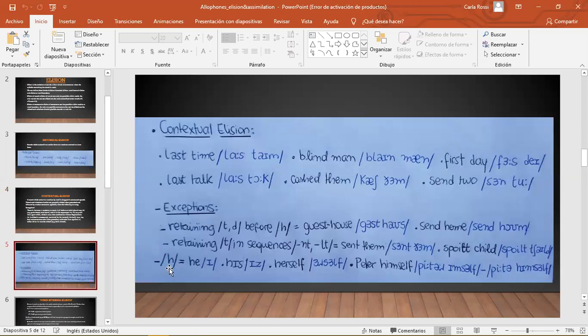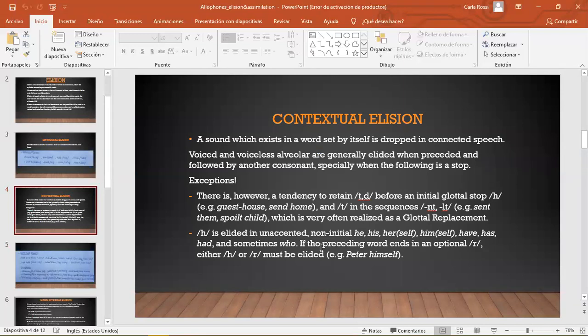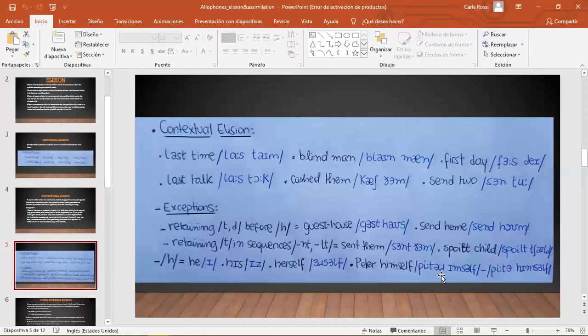The final glottal stop could be omitted, as in, instead of saying he, you can say e, only if this pronoun has no stress, is completely unaccented. The same for is, instead of his. The same for herself. And the final example says that if the preceding word ends in an approximant, either the glottal or the approximant must be elided, as I said before. So we have, as I told you, Peter himself or Peter himself. That's the two options for pronouncing the same set of words.